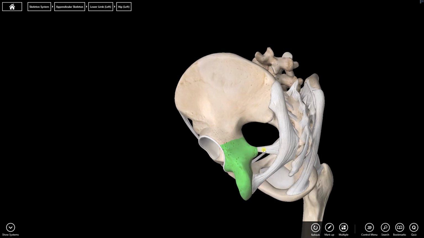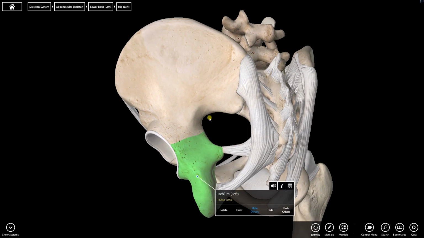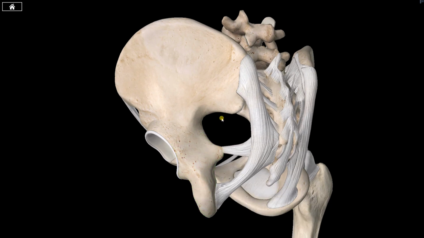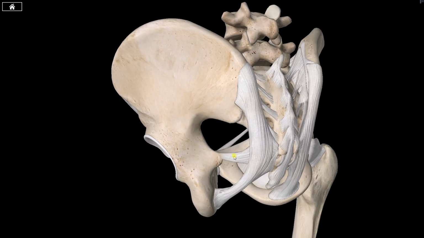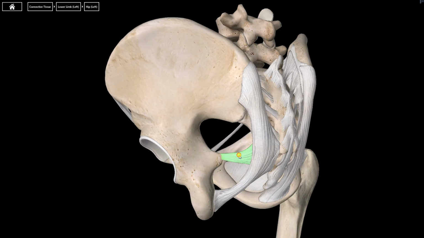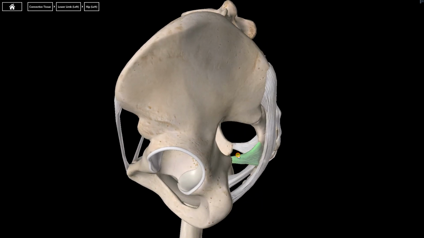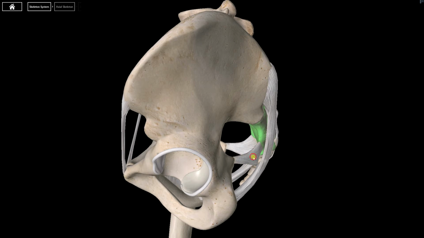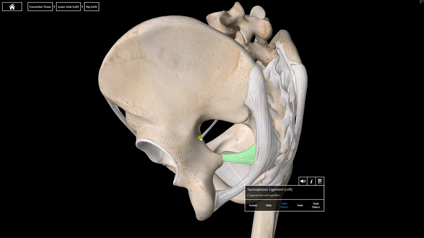Basically, we have the greater and lesser sciatic foramens, starting with the greater sciatic foramen right here. Basically, we have the sciatic notch, the greater sciatic notch, defining its lateral borders, and then inferiorly we have the sacrospinous ligament. So here's the ischial spine, and then traveling across to the sacrum is the sacrospinous ligament. So greater sciatic foramen, greater sciatic notch.